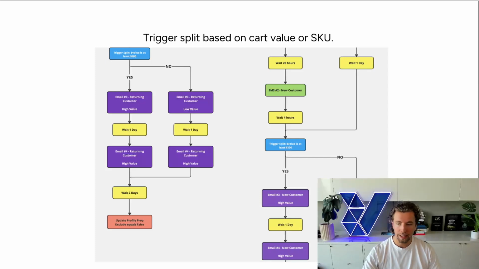You can get really smart here and actually split dependent on contribution margin at a product level as well. So if you have that data available, you can get really, really clever with how you're splitting at this stage. That's going to enable you to have consistently high contribution margin orders coming through from these abandoned checkout flows.